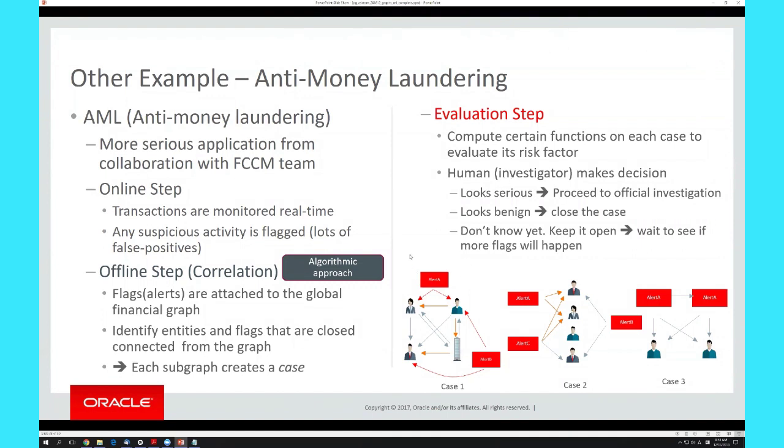Oh, this case looks serious. We need the official investigation, so it becomes larger. Or, it looks okay, it can happen, I'm going to close the case. Or, I don't know what happened, let's wait a few more days so that we can have something more happening around this case. So these cases happen a lot of times, and for each of these cases, a person should work on it. So the question is whether this graph ML technique can help make decisions here.